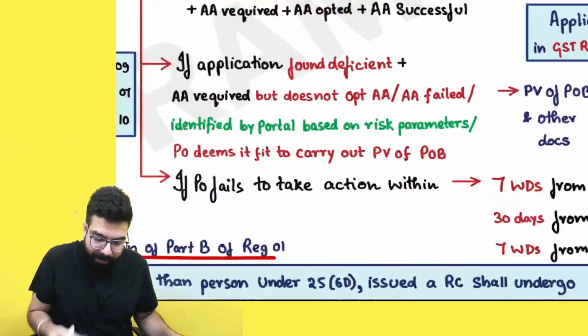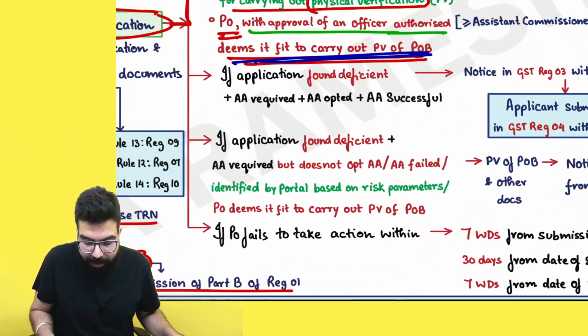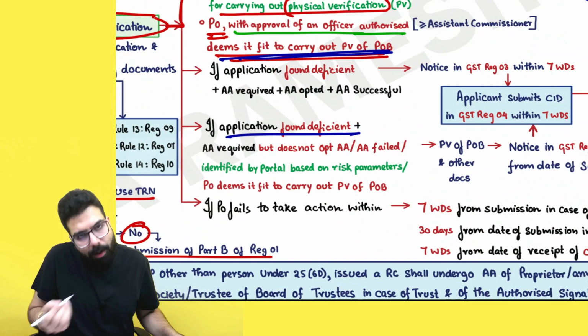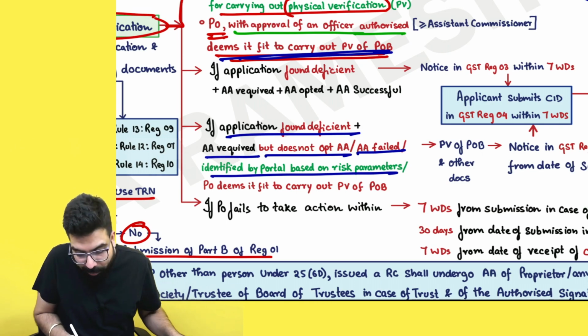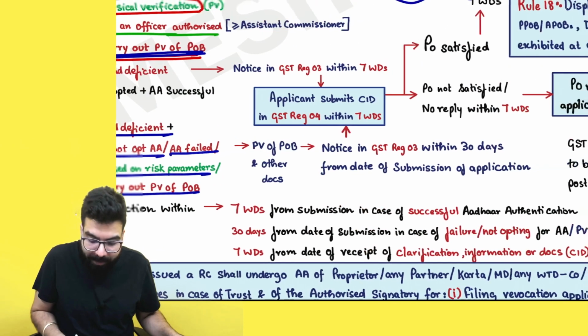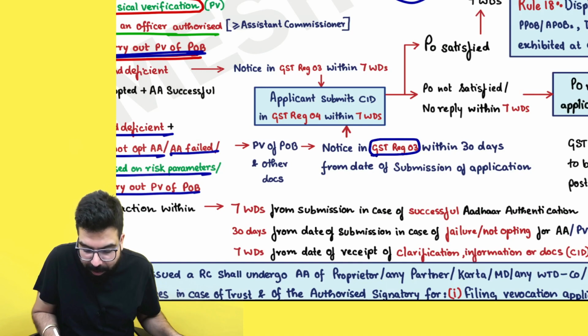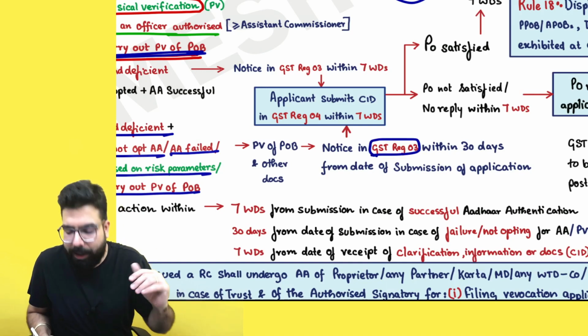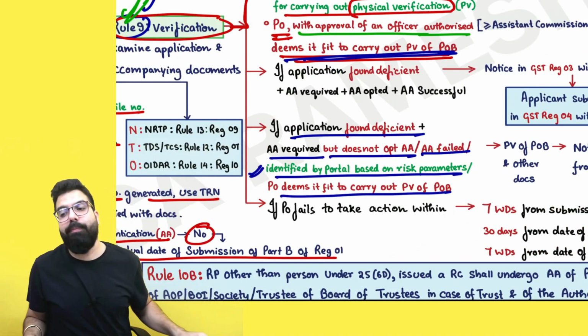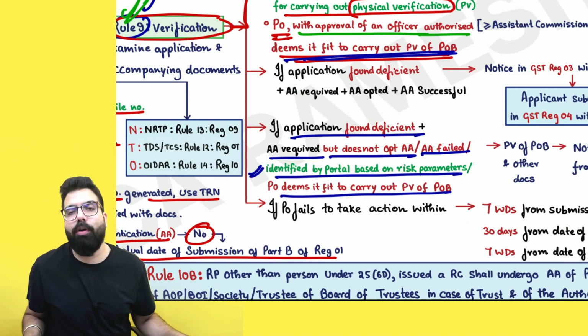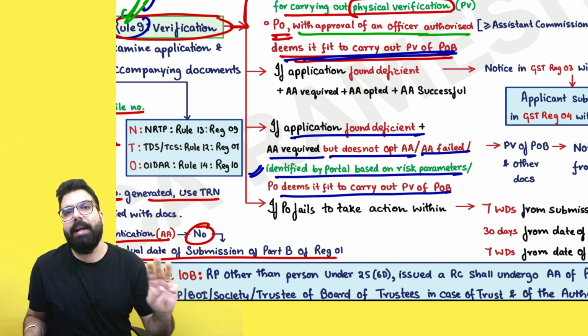Other than this, the same thing which was written down, sir: the application is deficient, plus you are required Aadhaar authentication, you did not opt, Aadhaar authentication failed, or the portal has identified you, or the proper officer has identified you. In this scenario also, the time limit for GST REG 03, which was increased to 30 days, is the same, 30 days only. But here they have added this word: if the portal has identified you, then also the time limit for giving GST REG 03 will be 30 days only.